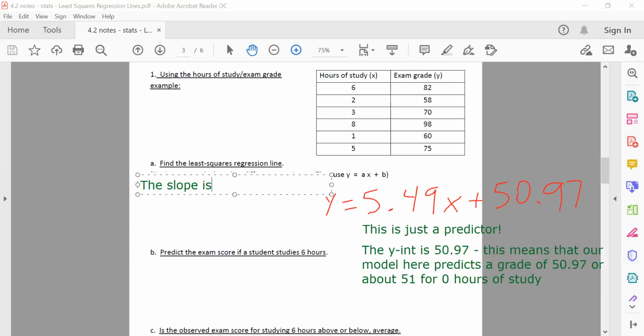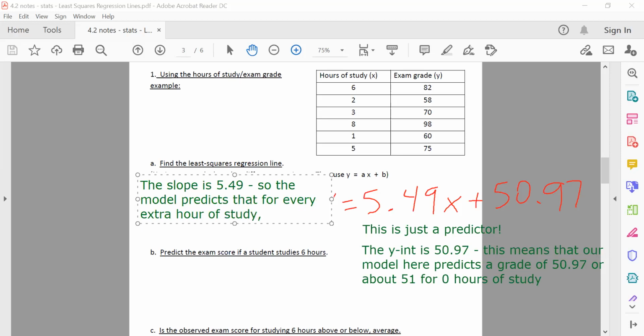The slope is 5.49, so the model predicts that for every extra hour of study, the grade will increase by 5.49, or about 5.5 points. That's going to be our interpretation here, and it's just based on the basic interpretation.